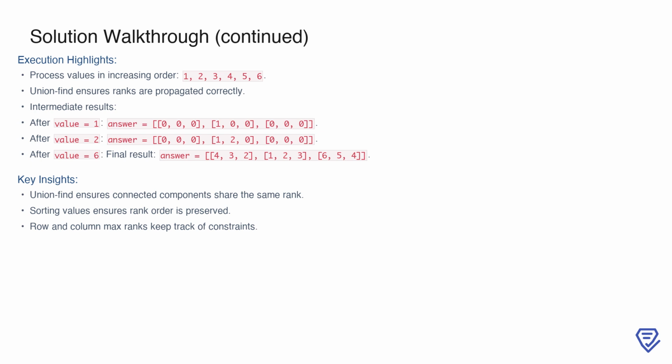For example, after processing 1, the resulting matrix shows a rank of 1 assigned to its position. Similarly, after processing 2, the rank 2 is assigned to the appropriate positions. This continues until all values are processed, and the final matrix becomes 4, 3, 2, 1, 2, 3, 6, 5, 4. Key insights from this solution include the importance of processing values in order, ensuring rank consistency, and leveraging union find to handle connected components efficiently. This ensures that the rank constraints for both rows and columns are always satisfied.